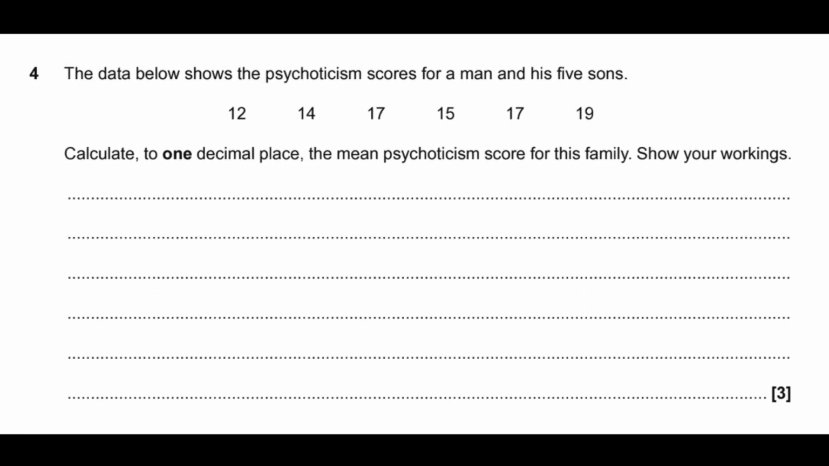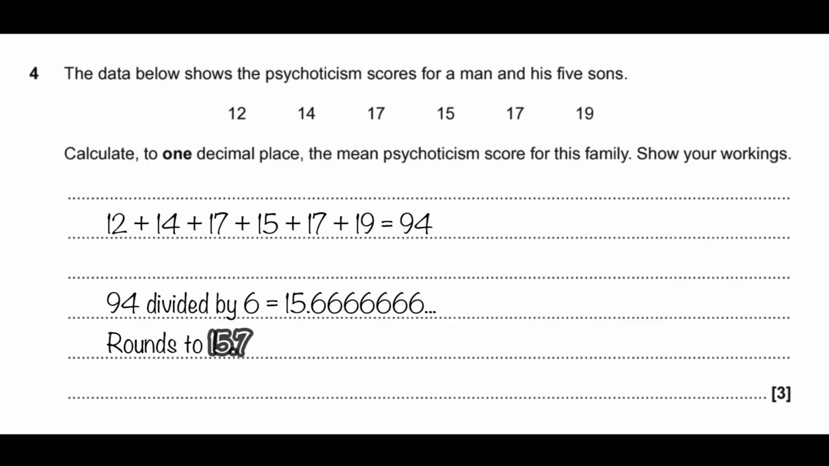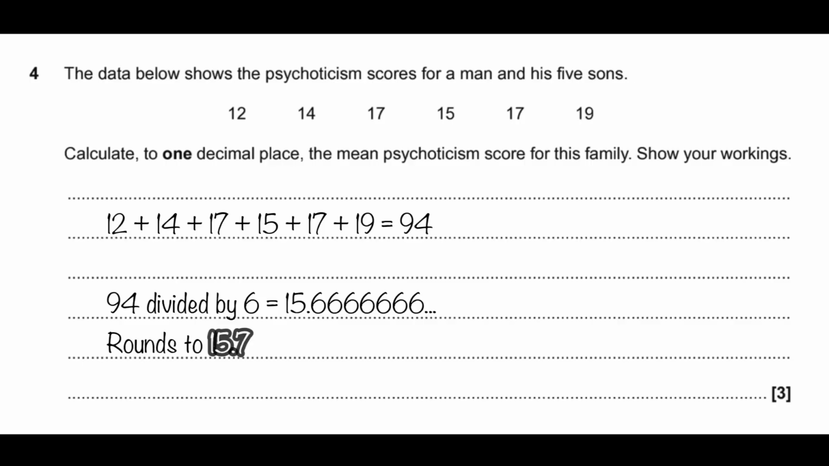Now for question 4, and the answer to this one is 15.7, and let me tell you how I got to that. So we simply add up all of the scores and then divide them by how many scores there are. So in this case, there are 6 scores, adding them all up together first, and then we're dividing them by 6. And that brings us to 15.6 reoccurring. And so if we're going to round it up, which we do want to, it'll be 15.7.